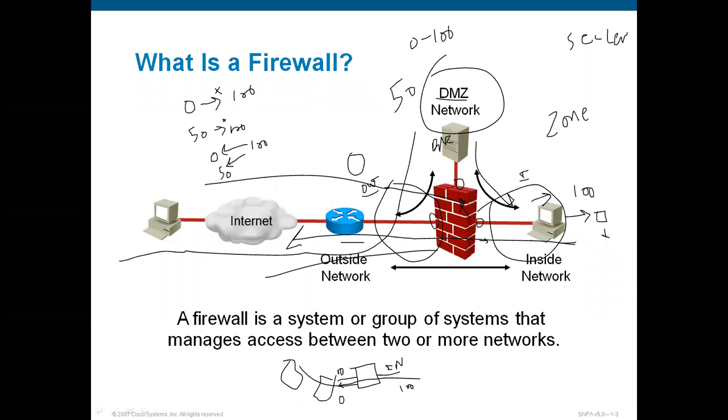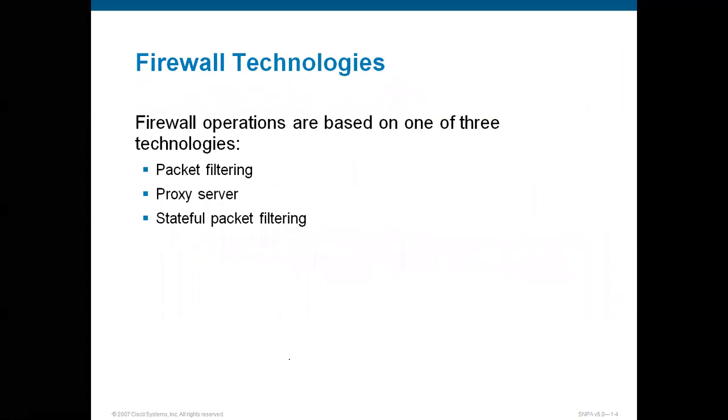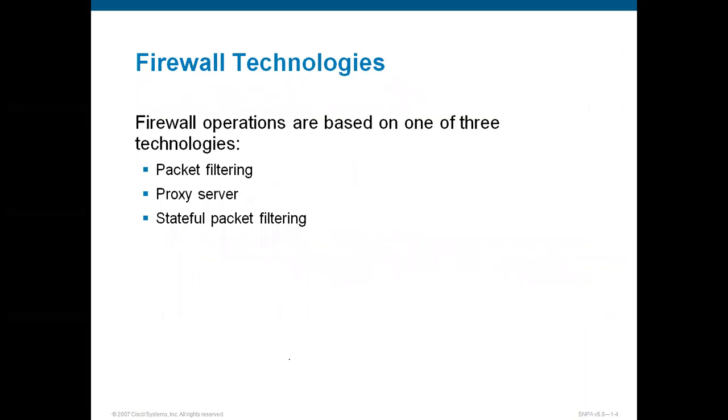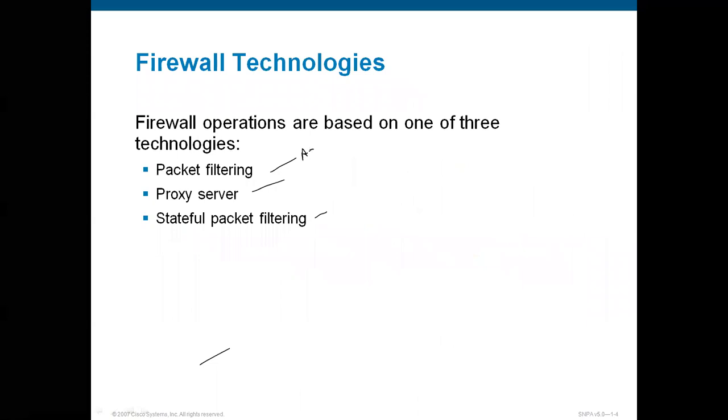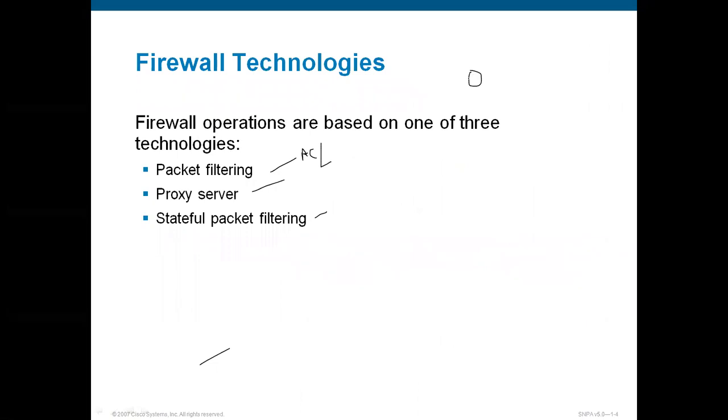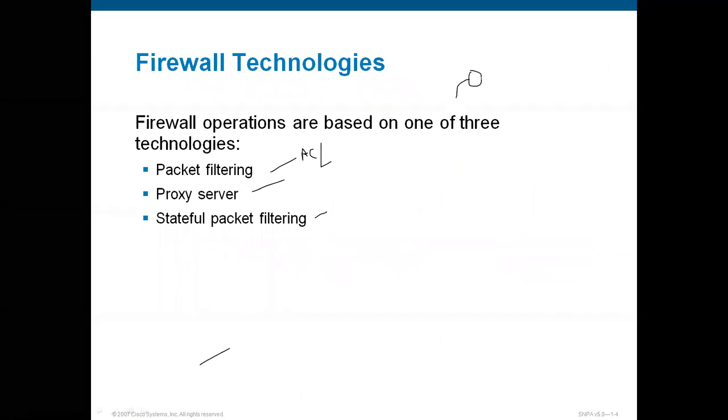Okay, but there is some more thing. We will see that. So firewall technology. Firewall has so-called packet filtering, proxy server, and stateful inspection. So three types of firewall. First, packet filtering means your ACL. We have seen that ACL on the router, and ACL can be done on any L3 device.